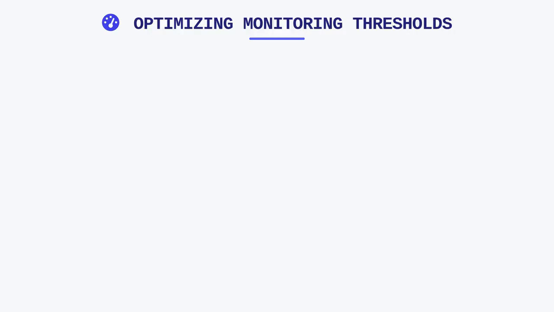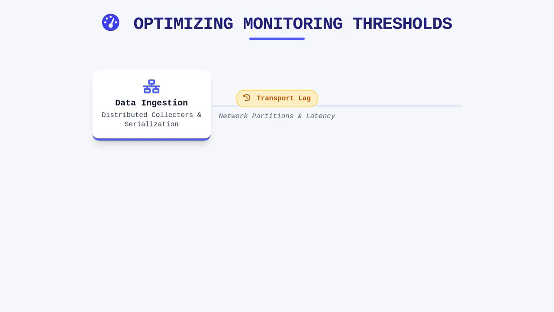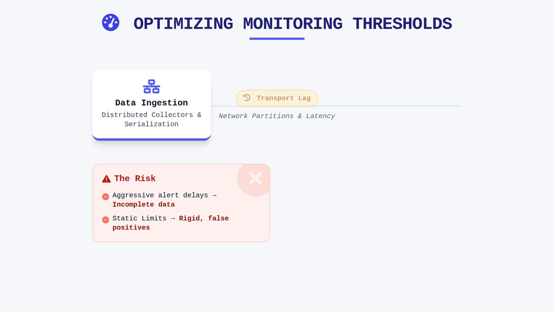It is also vital to account for data transport lag and processing latency when establishing our monitoring thresholds. Monitoring systems often ingest data from distributed collectors, and network partitions or serialization overhead can slightly delay the arrival of metric data points. If we set alert delays too aggressively, we risk reacting to incomplete data bundles or misidentified sequence gaps from the ingestion pipeline. By calculating the expected latency of our ingestion flow and applying an appropriate offset, we ensure that the detector evaluates a complete and accurate snapshot of our infrastructure state.